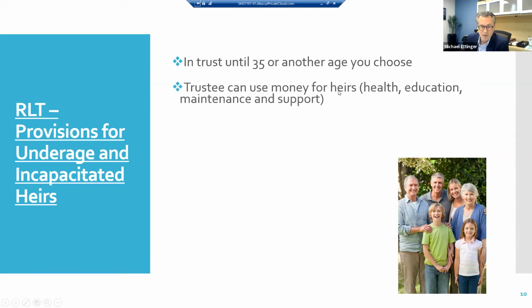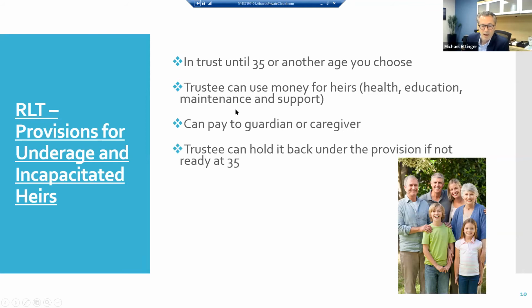Remember, the trustee can still use the money for the heirs, can use it for their health, education, maintenance, support. They can give them all the money before 35 if they feel ready. But again, if they don't feel they're ready, they can hold it back. If they're incapacitated, unable to handle their affairs for any reason, the trustee can pay it to their guardian or caregiver. And actually, we have a provision in our trust that if the trustee determines that they're unable to handle it even at 35, there are some provisions that allow the trustee to hold it back if they need to.